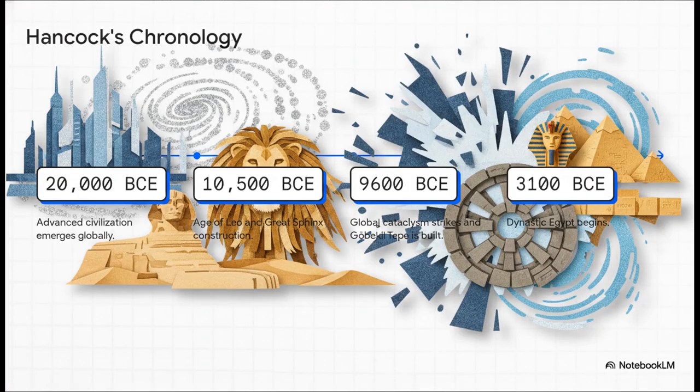According to Hancock's alternative framework, this advanced civilization emerges well before 20,000 BCE. Fast forward to 10,500 BCE, the astronomical age of Leo, and Hancock suggests the Great Sphinx is constructed. Then, boom, around 9600 BCE, the global cataclysm strikes, utterly destroying the civilization. Interestingly, this timeline actually aligns with the construction of Göbekli Tepe, which Hancock's readers view as totally compatible with unexpectedly sophisticated prehistoric societies. It's only much later, around 3100 BCE, that dynastic Egypt begins, and in this view, they are inheriting their knowledge rather than inventing it from scratch.